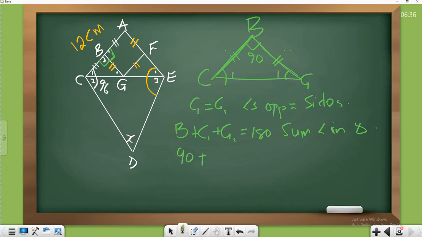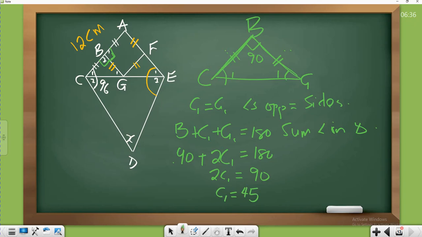Since C1 is equal to G1, can I say 2C1, because we added them together, which is 180. So 2C1 would be equal to 90 degrees. I have already moved my positive 90 over to the other side, and divide by 2. C1 will be 45.